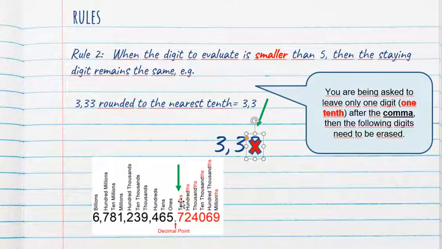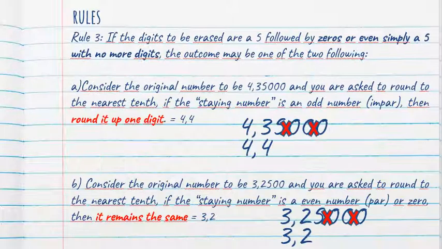Okay? Again, this is the position. You are being asked to leave only one digit behind, 1/10, after the comma. Then the following digits need to be erased. Okay? Let's pause right here and see if you have questions so far.